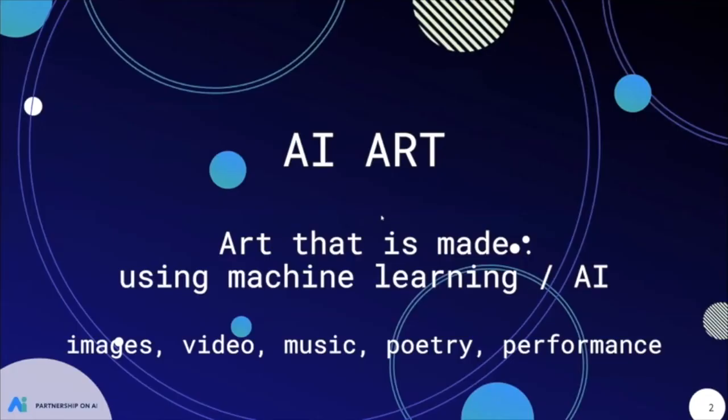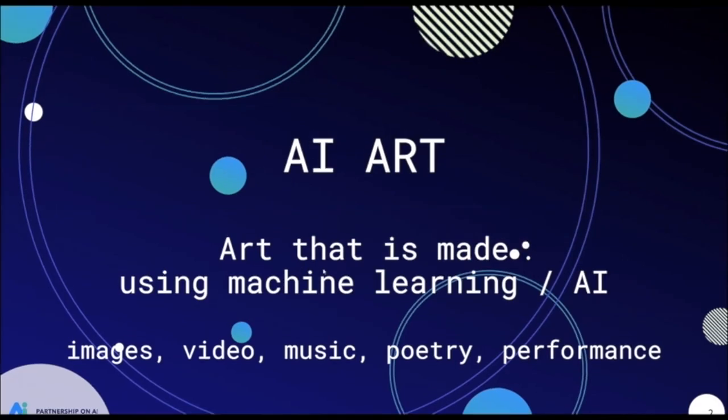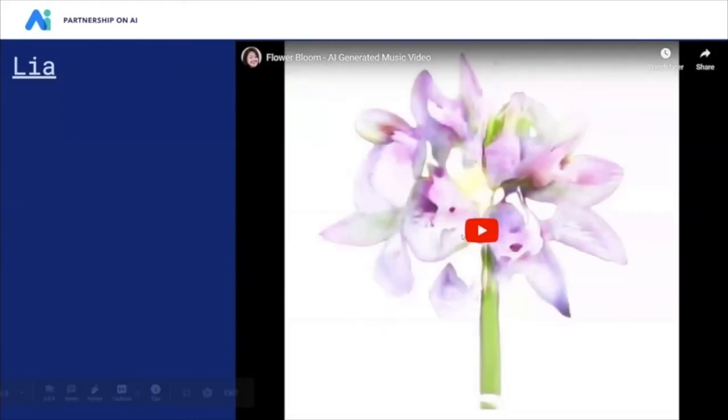Hey everybody, I'm Lia Coleman. Today we are here to talk about AI art. AI art is art that is made using machine learning and AI. This can span a wide variety of mediums, including images, video, music, poetry, and performance. But today we'll be mostly focusing on image and video. Please keep in mind that there is a wide breadth of mediums out there. So I'll go into some examples of AI artwork that is out there.